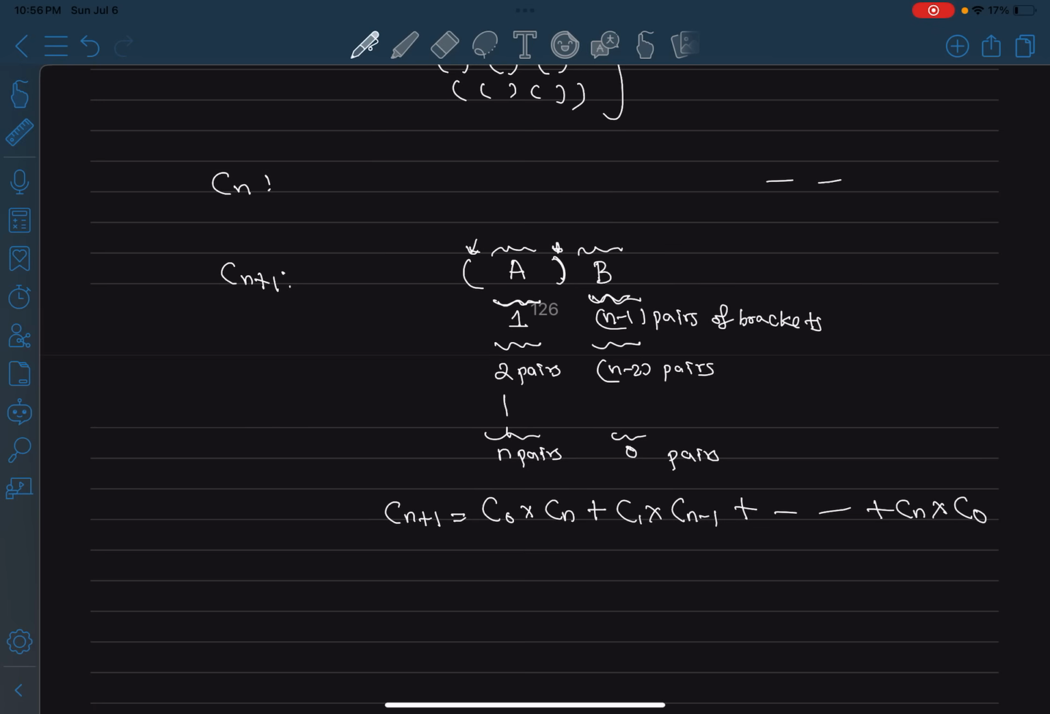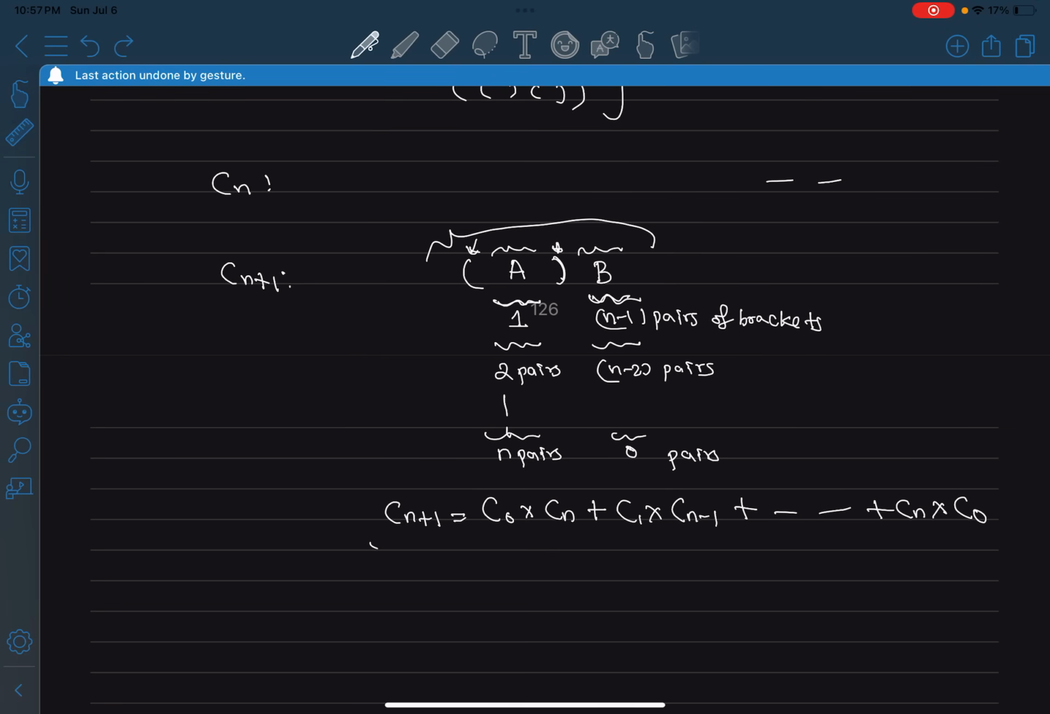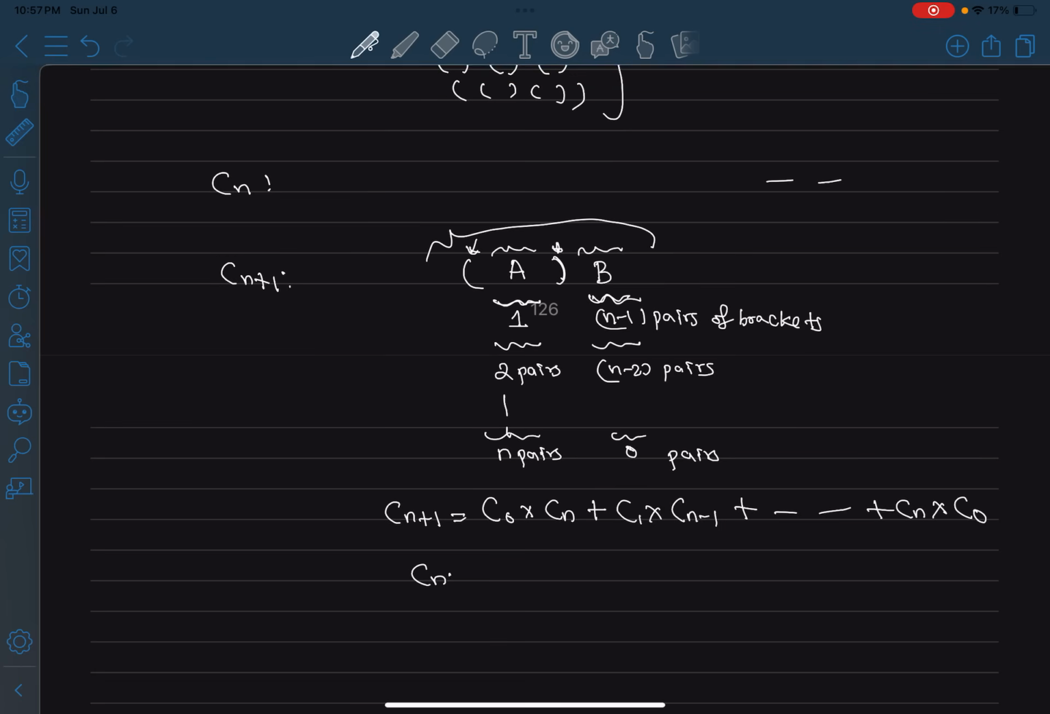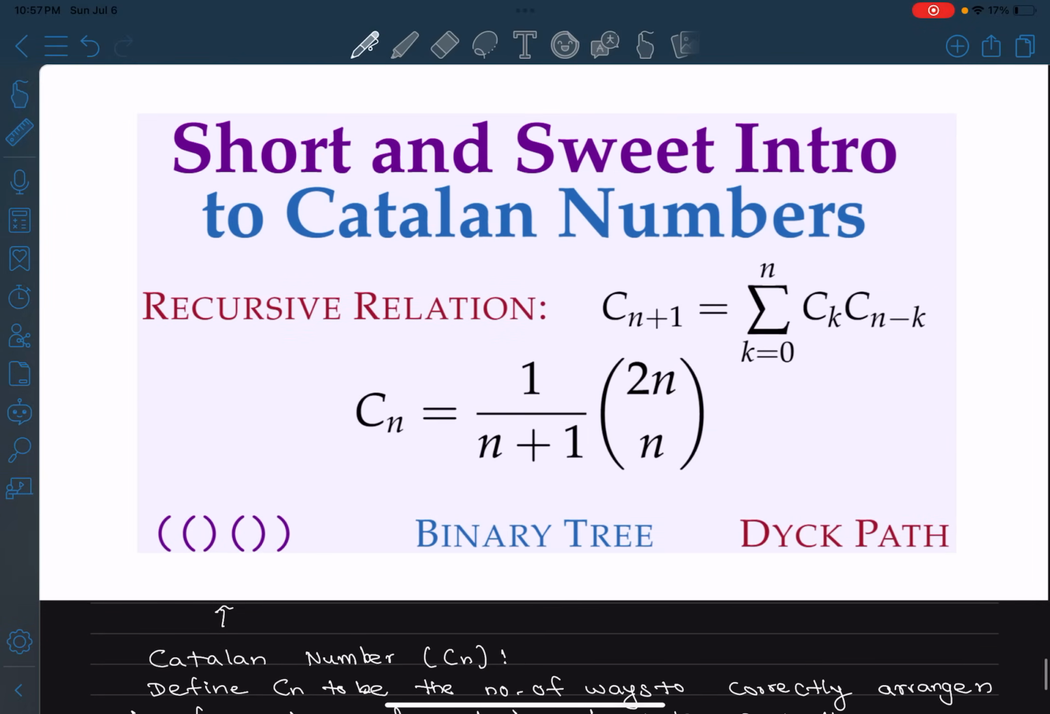So adding all these up will give you all the ways you can arrange n plus 1 bracket pairs, right? So this is actually the recurrence relation, because we are using the lower Catalan values to find Catalan at n plus 1, right? So we actually got a recurrence relation. It wasn't too hard. This is just the sum from k equals 0 to n of Ck times C(n minus k). And that was exactly the recurrence relation, right? So using this, now you can find all the values.